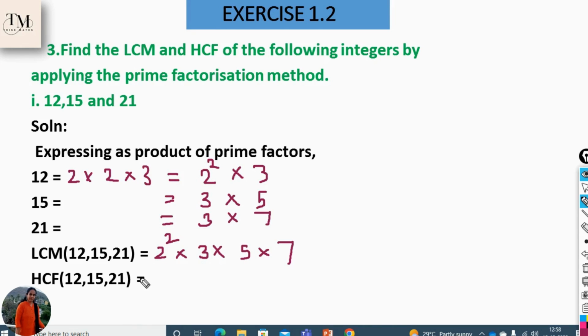So for HCF, what is the common prime factor here? It is 3. The smallest power is 1. So the answer is 3 here. Now let us calculate the LCM. 2 2s are 4, 4 3s are 12, 12 5s are 60, so 60 into 7 is equal to 420. Okay, so this is easy. Let us go to the next problem.